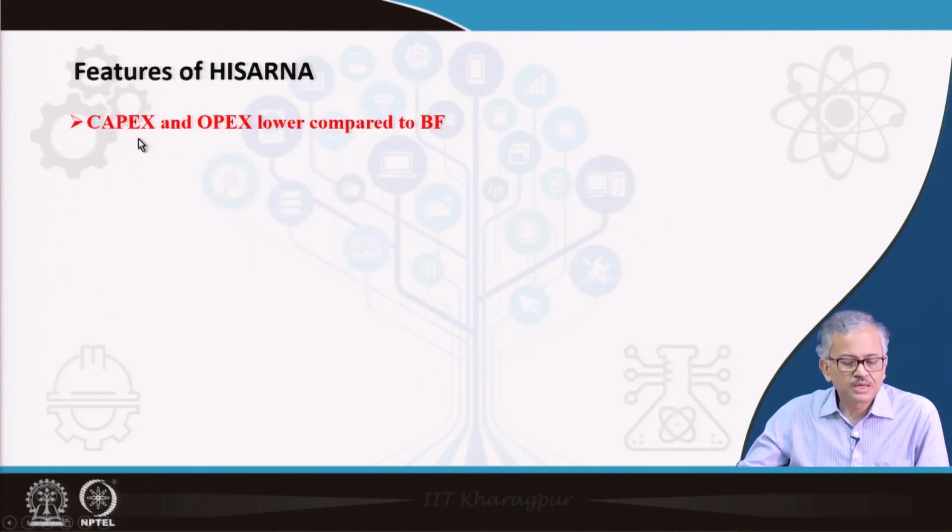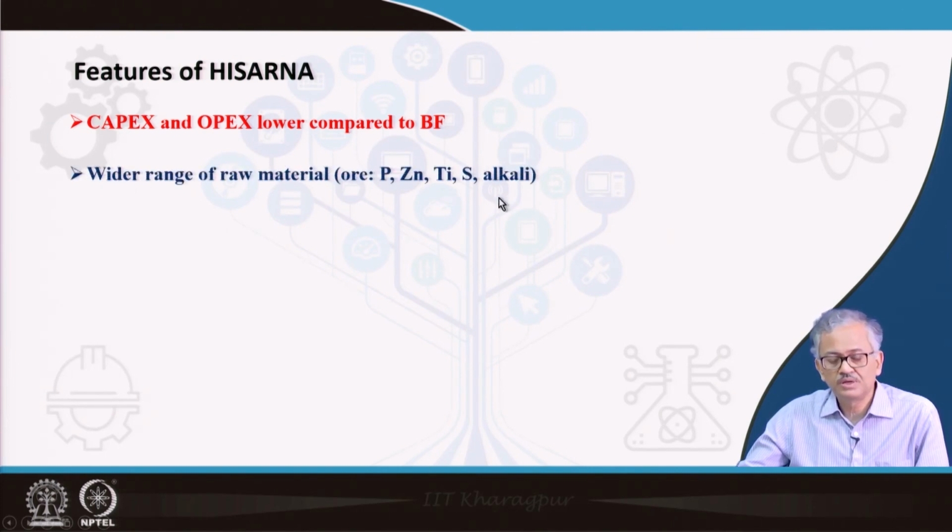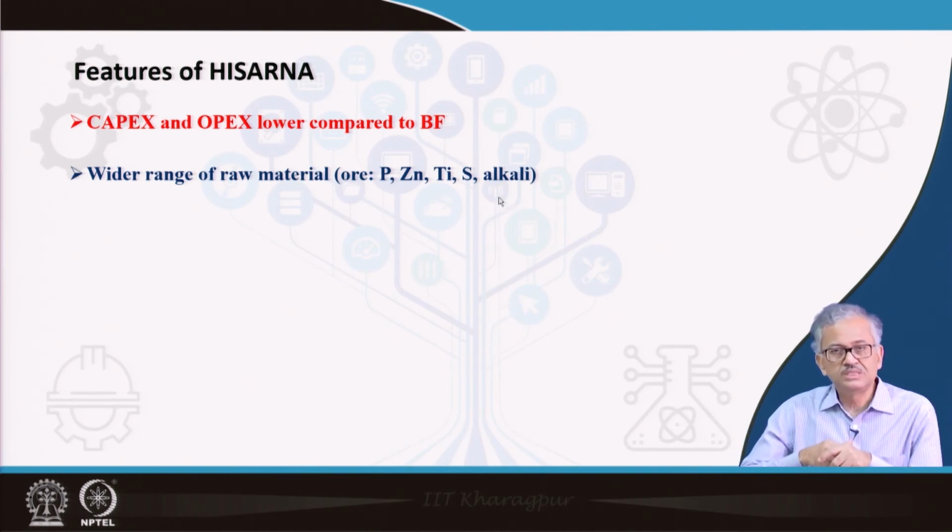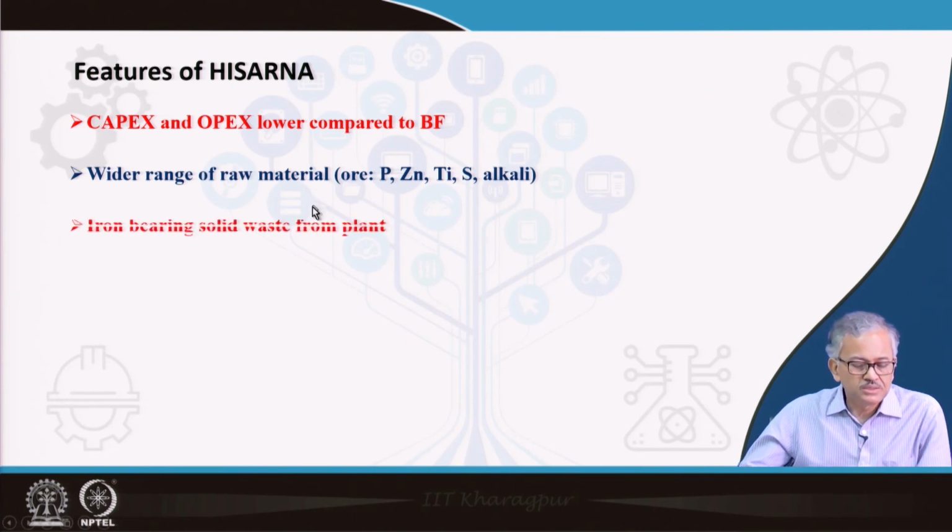So, here the CAPEX, capital investment, and the operating expenditure also, both the capital and operating expenditure, are lower compared to the blast furnace. You can use a much wider range of raw material, alkali raw material, and then zinc containing raw material, iron bearing ore, you can use phosphorus, tin, sulfur bearing iron ore. Okay, so that is the advantage.